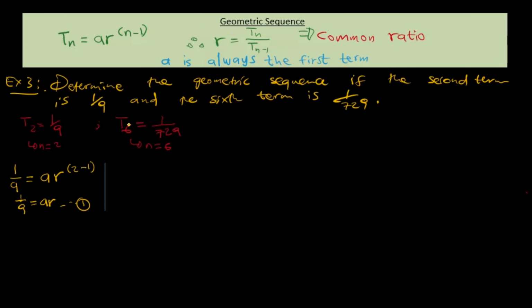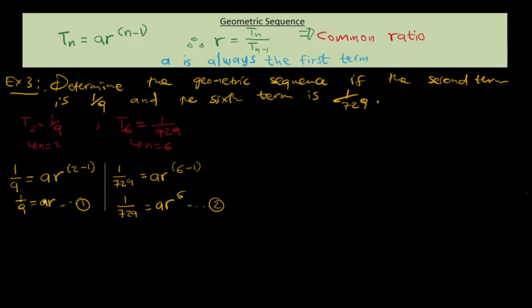The second equation is when T6 is equal to 1 over 729. I don't know the value of A and R, so I'm going to put them as they are. And I know the value of n is equal to 6, so that's 6 minus 1. So 1 over 729 is equal to A R to the power of 5. This will be my second equation.